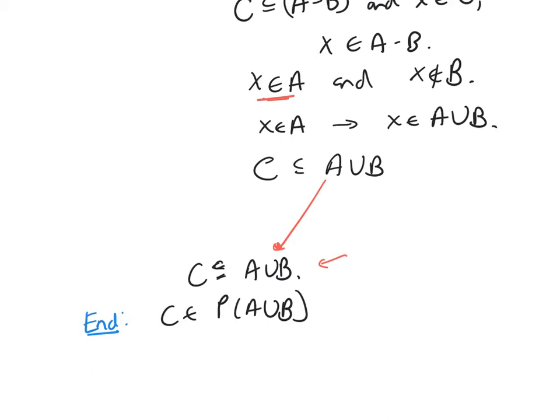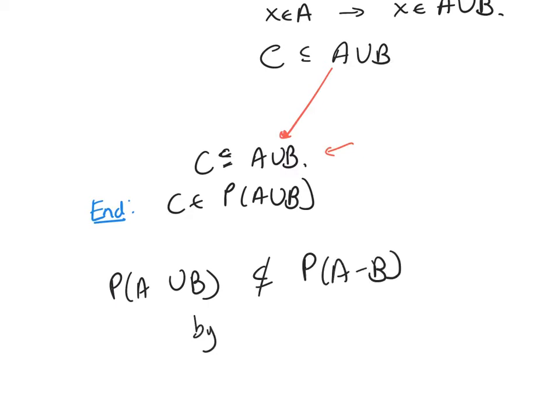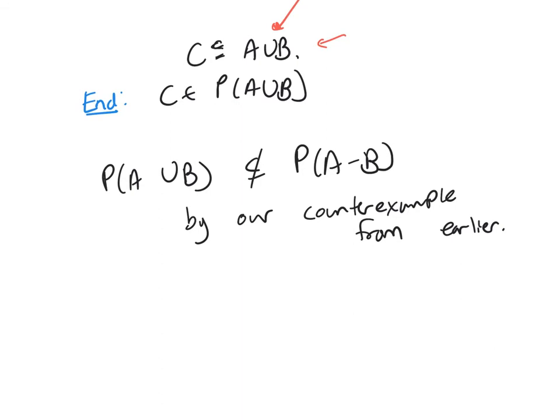Now, we did show that the power set of A minus B was a subset of the power set of A union B, but our example earlier helped us see that the power set of A union B is not a subset of the power set of A minus B. And this is by our counterexample from earlier. So these sets aren't equal, but one of them is a subset of the other.